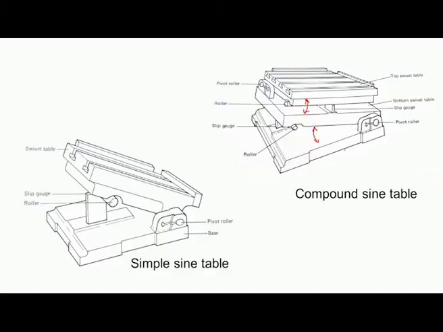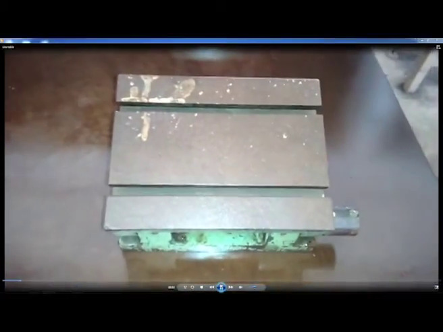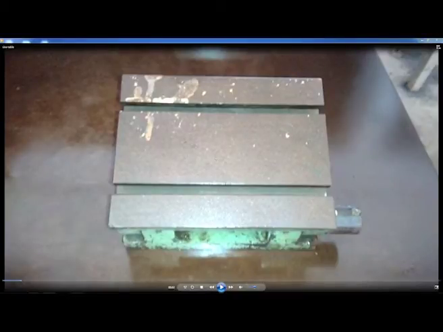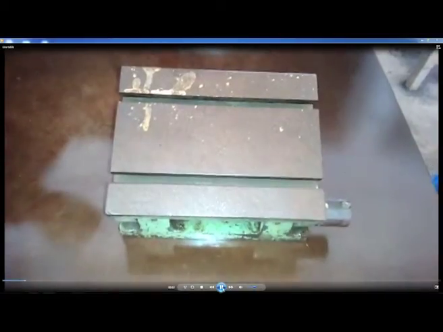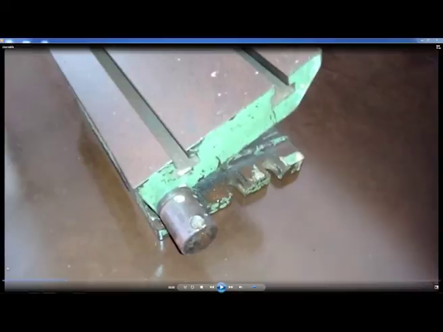So, we will see a simple sine table. You can see the top surface of the sine table. We can also see the T slots. You can see the pivot here, pivot roller. There is a provision to put a rod here. Using that rod we can tilt it so that the required angle can be maintained.